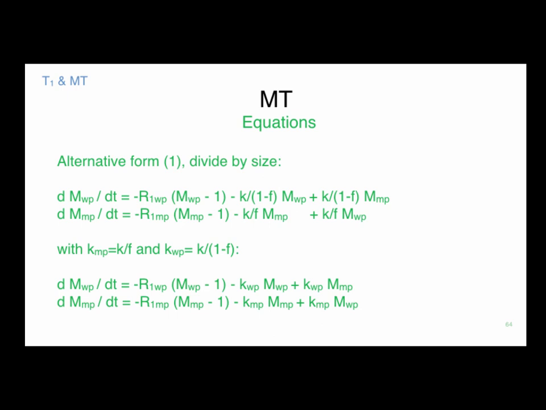But now we can rewrite this exchange constant as a constant related to the pool size. So now you have two constants, two exchange rates. One related to the water pool size, one related to the macromolecular pool size. And then you get this set of equations. There's two different exchange rates.